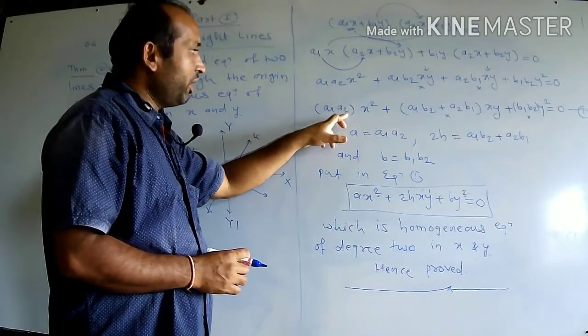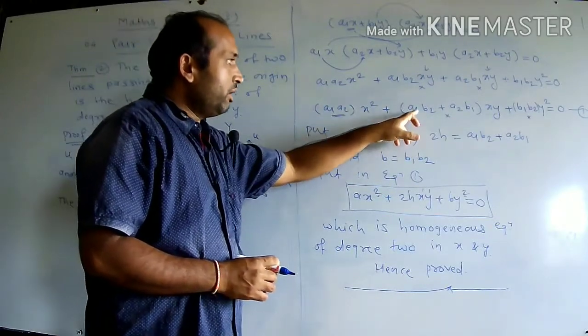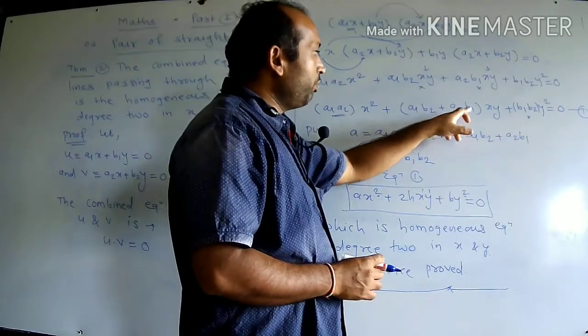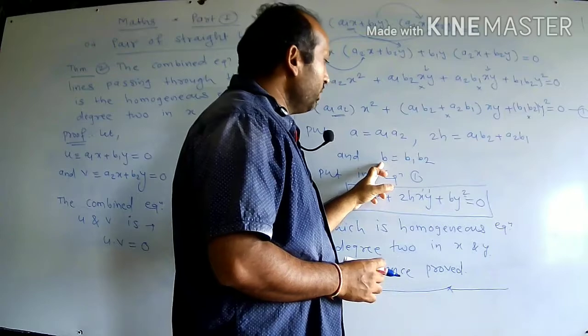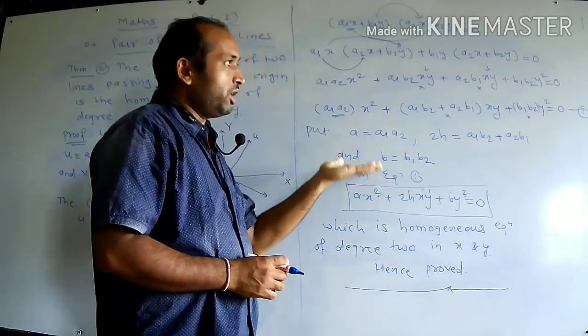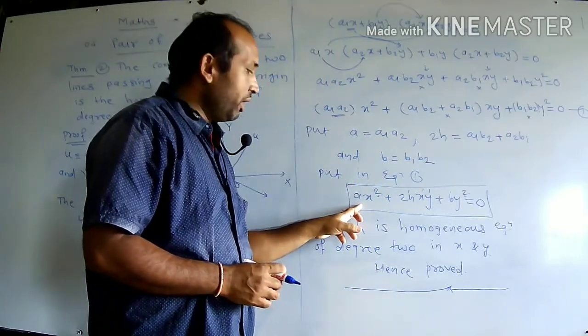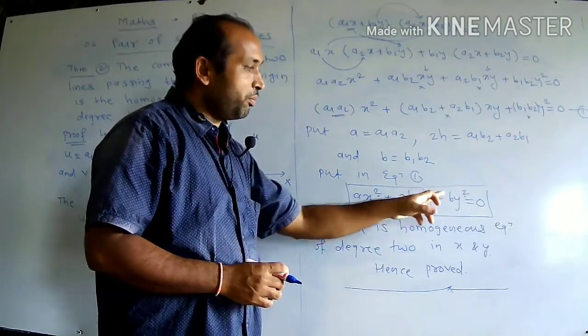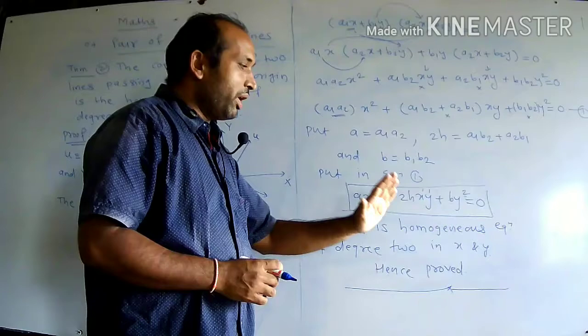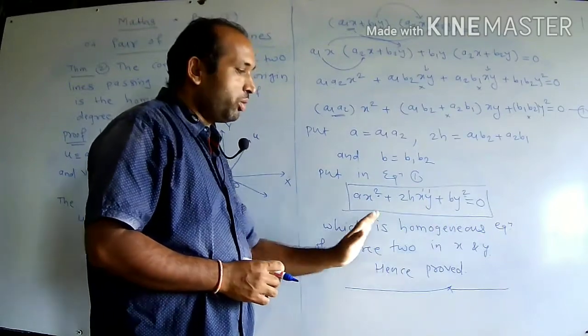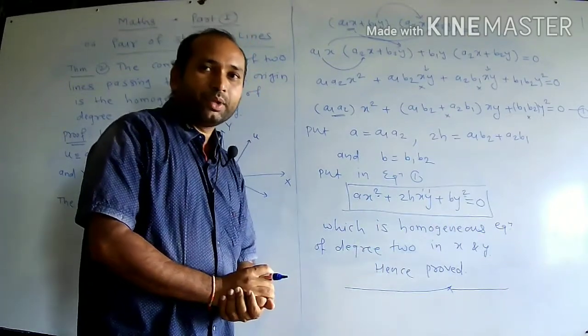And finally consider a1 a2 as a, then a1 b2 plus a2 b1 as 2h, and b1 b2 as b. Then after putting these values in equation 1, we get ax square plus 2hxy plus by square equal to 0, which is the required homogeneous equation of degree 2 in x and y.